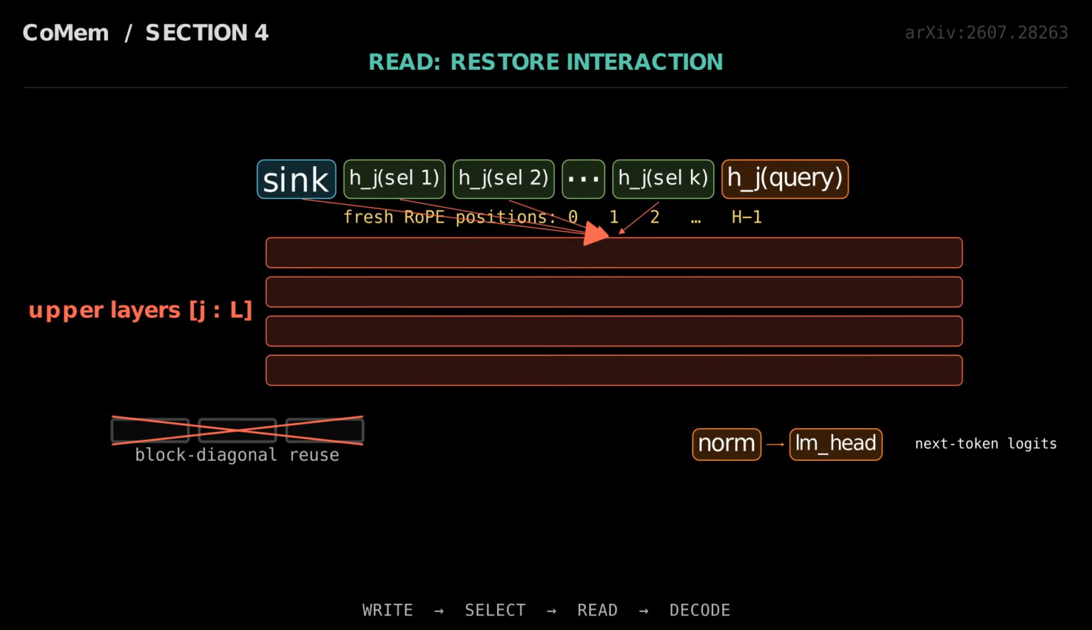The upper layers run over this short pack with full causal cross-pack attention. This interaction is load-bearing. A block diagonal reuse path would keep chunks isolated, so the query could not disambiguate facts that live in different chunks.